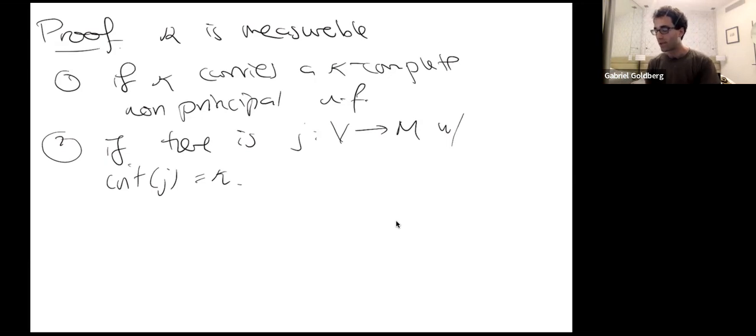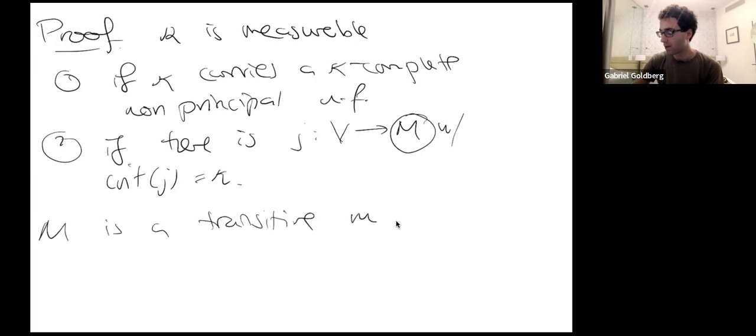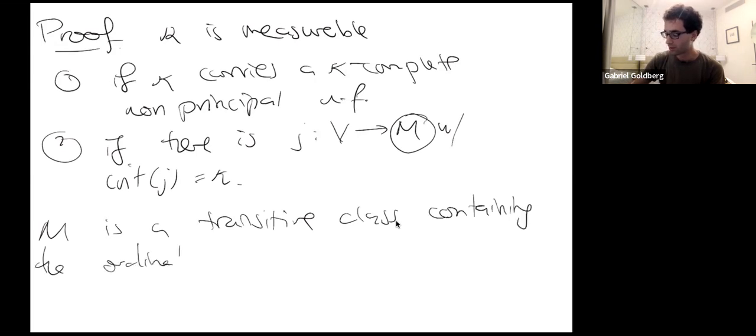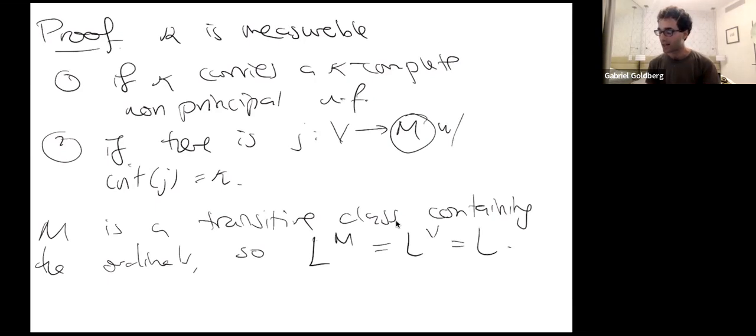So the point is this model M, so M here is a transitive model, a transitive class, contains all the ordinals. So in particular, that means that L of M is equal to L of V, which is L. So to show that V is not equal to L, it's enough to show that M is properly contained in V. So M is not equal to V, because then we have that L is contained in M, is properly contained in V, so V is not equal to L.